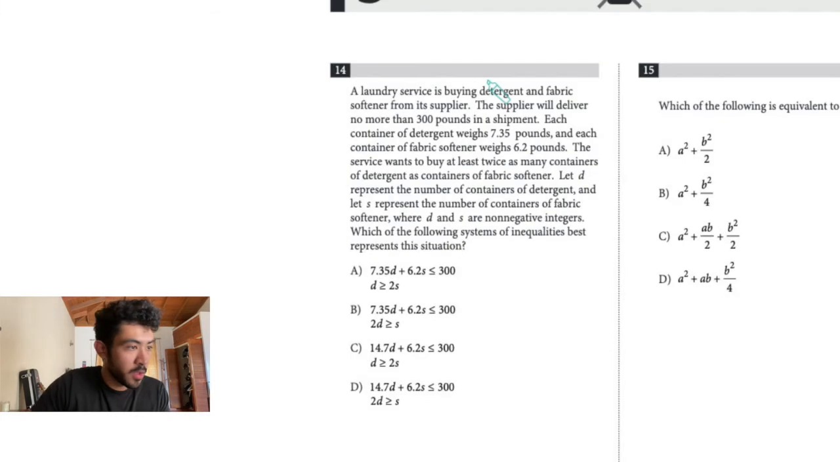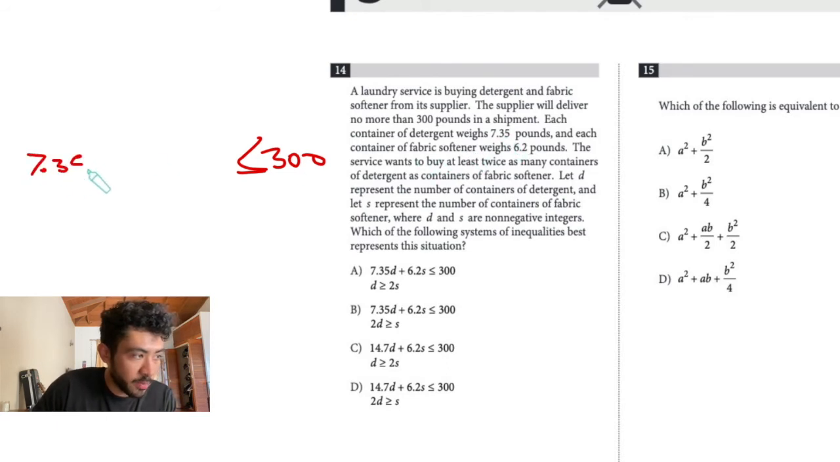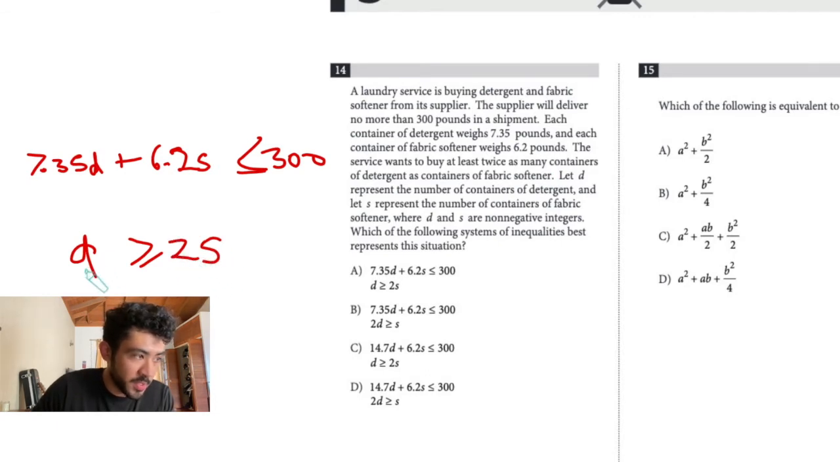Let's continue. A laundry service is buying detergent. The supplier can do no more, that means less than or equal to 300 pounds, in a shipment. Each container of detergent is 7.35 per detergent plus 6.2 for every fabric softener. Wants to buy at least twice as many containers of detergent as containers of fabric softener. So D should be greater than or equal to fabric softener, which is going to be 2s, because for every 1s, there's going to be twice as many detergents.